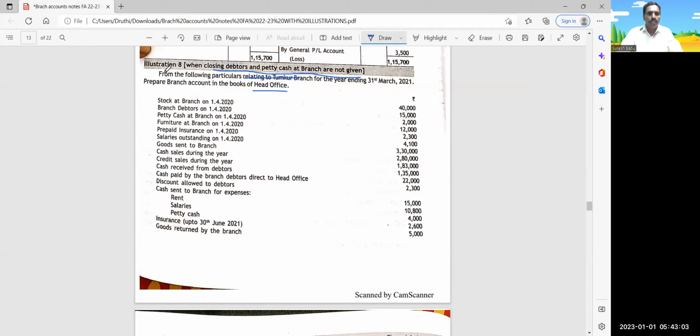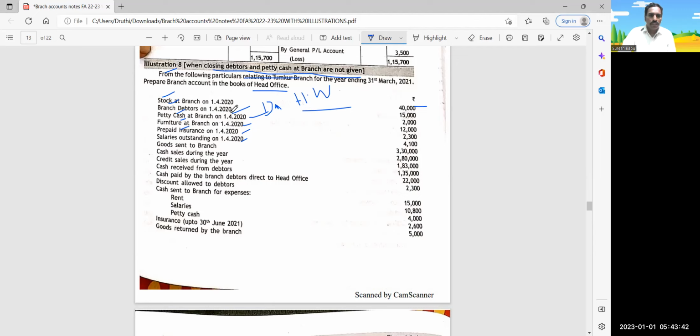So illustration number 8 is homework. Do it in your notebooks. Very simple. I would explain here. So opening stock 40,000, opening debtors, opening petty cash, opening furniture, prepaid insurance opening, outstanding salaries. These five, stock, debtors, petty cash, furniture, prepaid insurance, are to be debited to branch account.